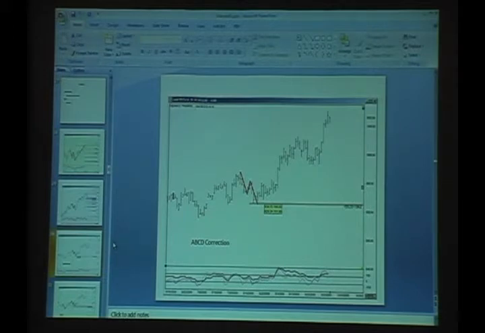Now, this one I was calling ABCD simply because we're just working with this zigzag. Little corrective move, kind of in outer space. I don't have other support here. This was actually a Gartley, though.